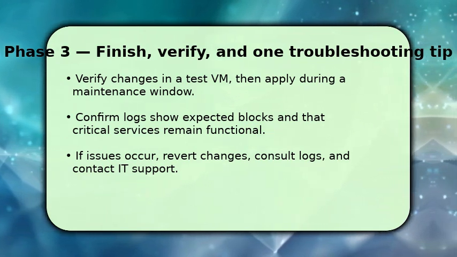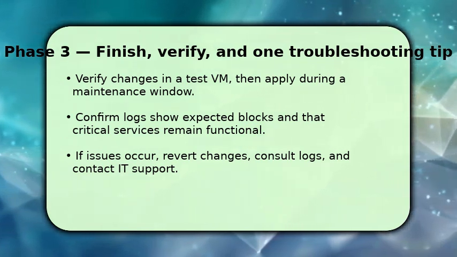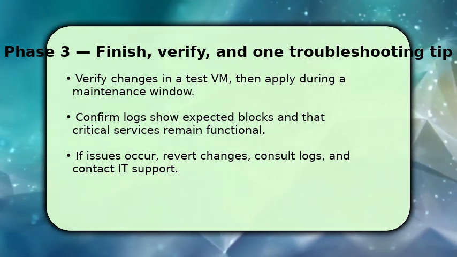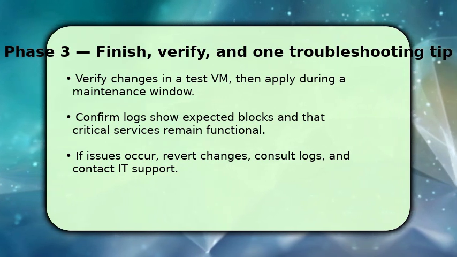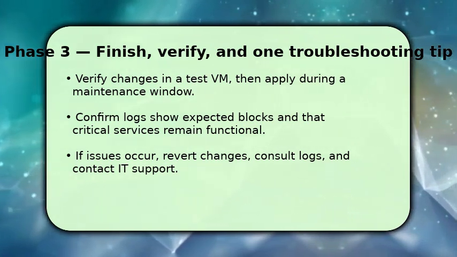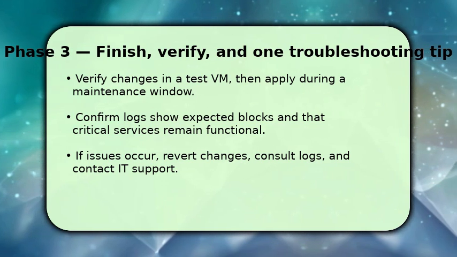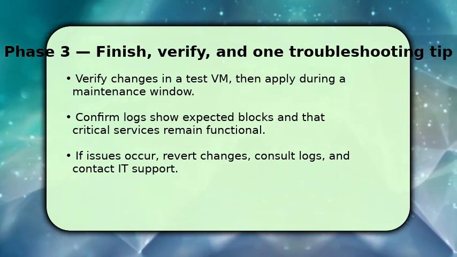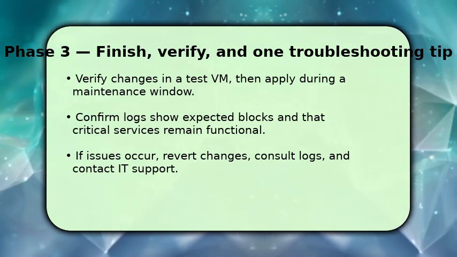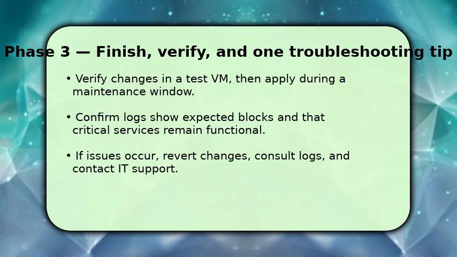After deployment, monitor logs to confirm the intended traffic is blocked and confirm essential services still work. If connectivity breaks or unexpected systems are affected, revert to the documented rollback, review logs for root cause, and escalate to your security or network team. One key troubleshooting tip: always restore from your backup or snapshot if you cannot quickly isolate and fix the issue.